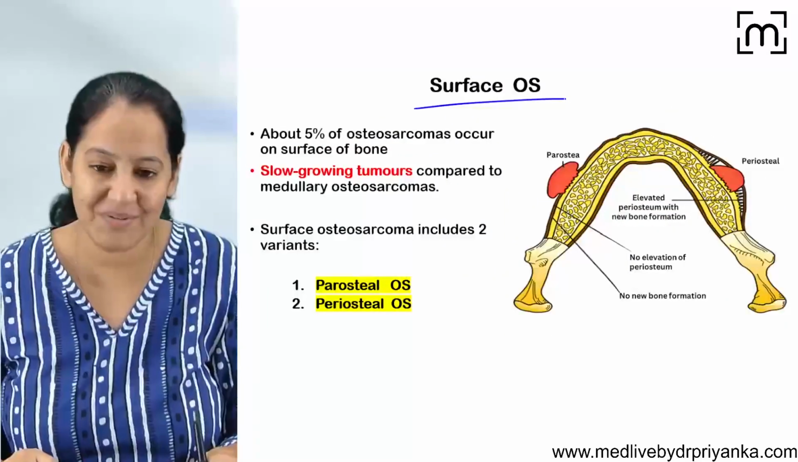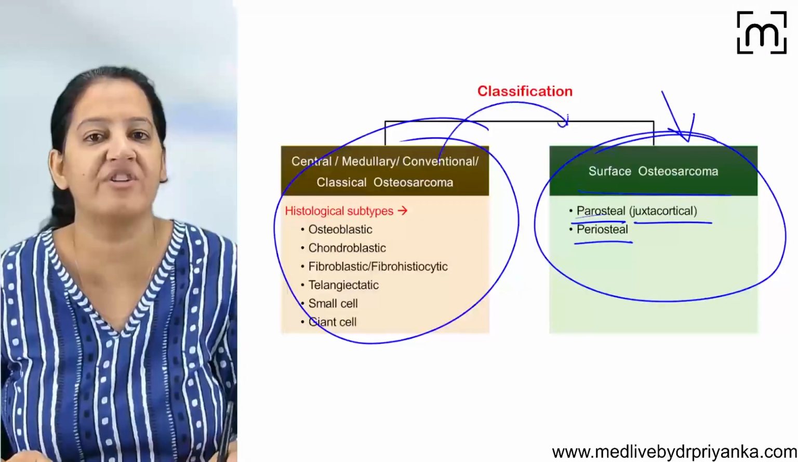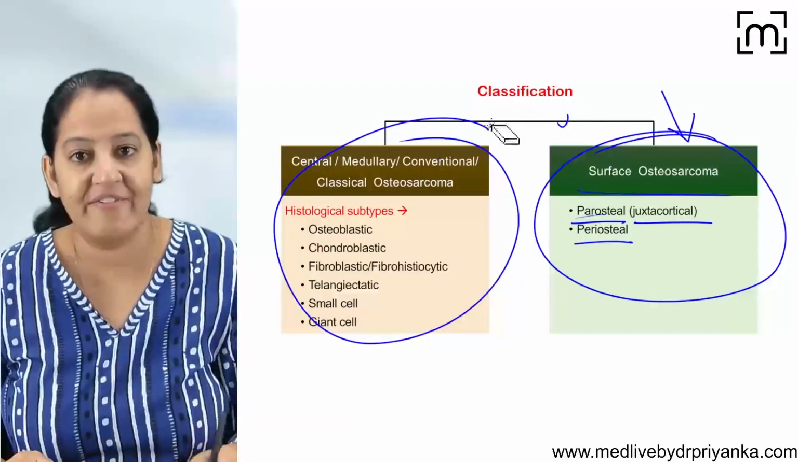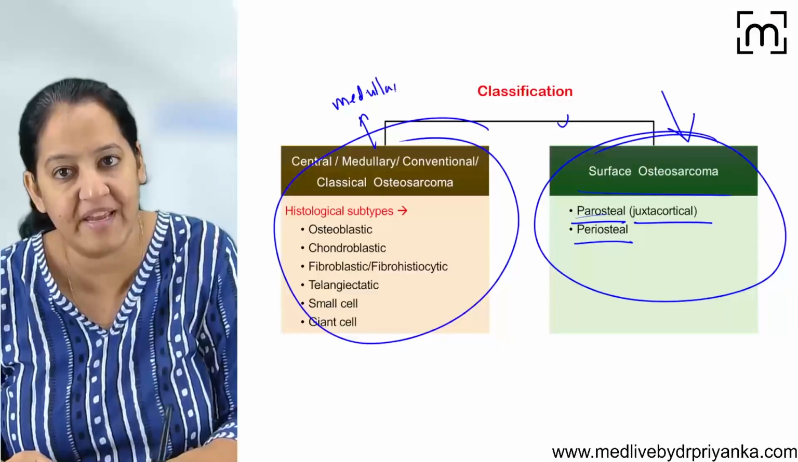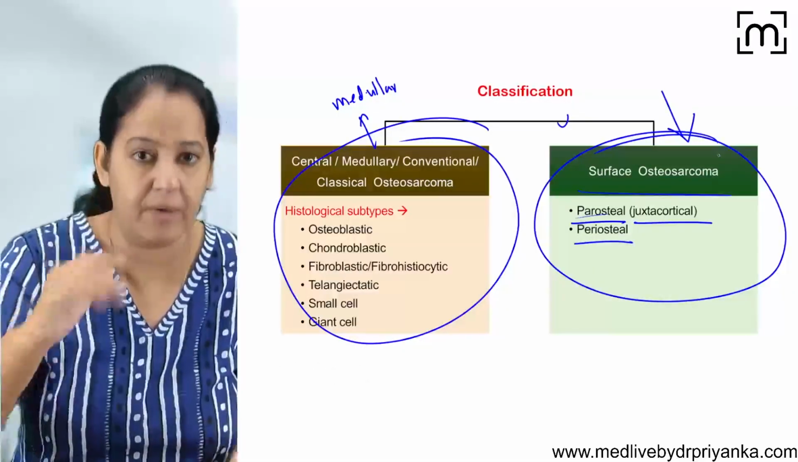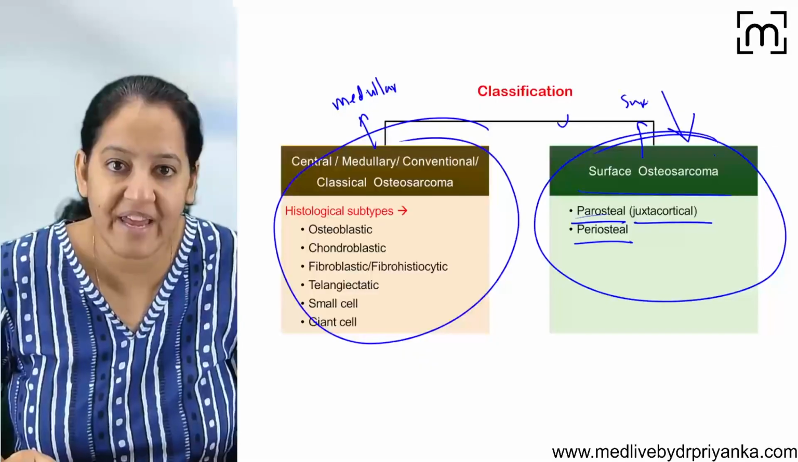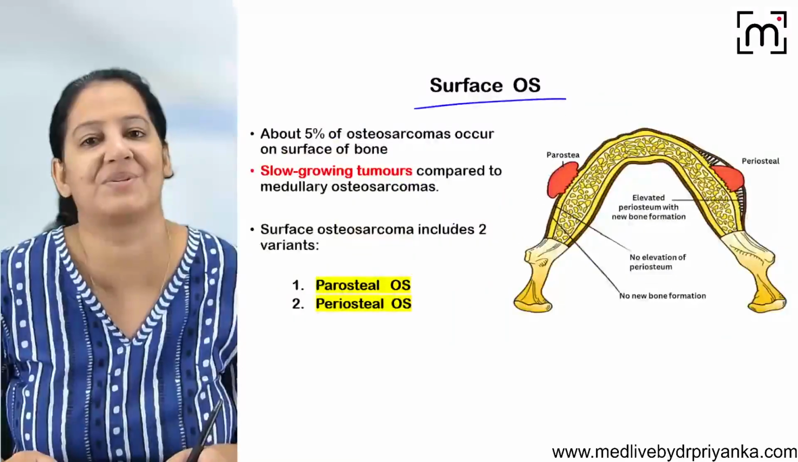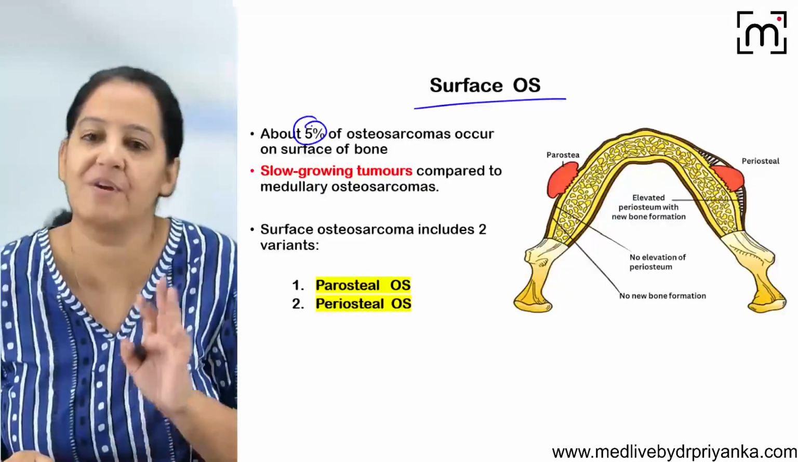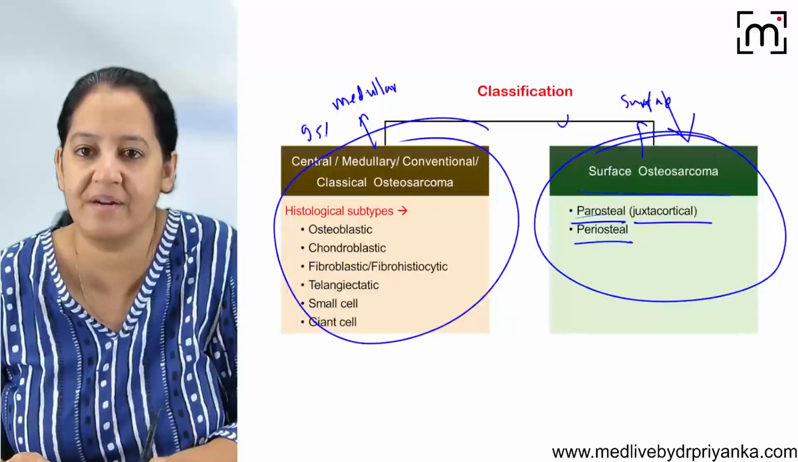Why are they known as surface osteosarcoma? How are they different from the conventional, central one? The central one arises from the medullary cavity, from the center of the bone, but these arise from the surface of the bone. So that is the difference. That's why they are known as surface osteosarcoma. They are only 5% of total osteosarcoma; 95% are the central type.